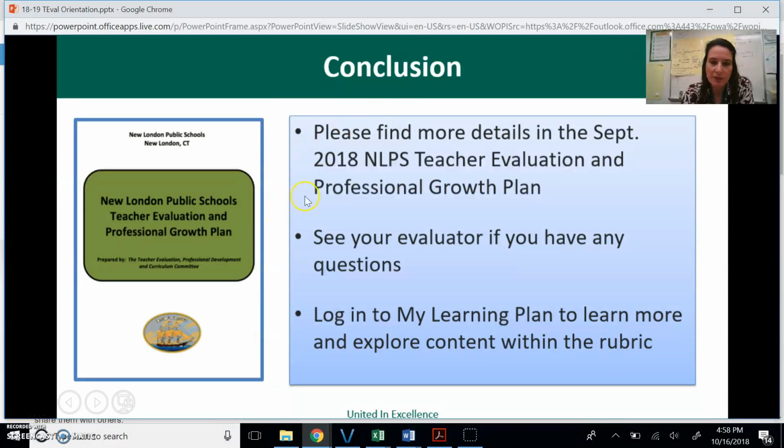In conclusion, there's lots more details in the actual plan. You're welcome to read through and let me know if you have any questions. Of course, you can also see me, Mike, or Sean if you have any questions. And then, of course, looking in My Learning Plan to explore the rubric.